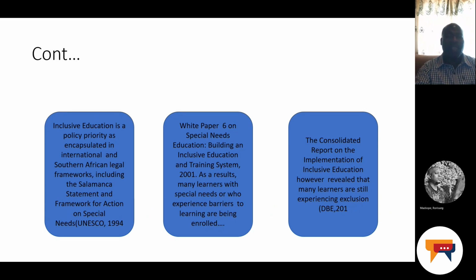As we proceed, we say inclusive education is a policy priority as encapsulated in international and Southern African legal frameworks, including the Salamanca Statement and Framework for Action on Special Needs. That is from UNESCO 1994. In addition, we're saying the White Paper 6 on Special Needs Education, where it indicates that building an inclusive education and training system of 2001, as a result, many learners with special needs or experience barriers to learning are being enrolled. And the consolidated report on the implementation of inclusive education, however, revealed that many learners are still experiencing exclusion. That is, many learners are still not being accommodated in the mainstream education.